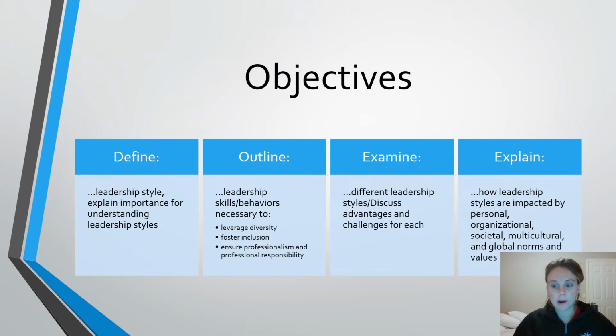The objectives of this PowerPoint are as follows. Define leadership style, explain the importance of understanding leadership styles, outline leadership skills and behaviors necessary to leverage diversity, foster inclusion, ensure professionalism and professional responsibility, examine different leadership styles and discuss advantages and challenges for each, and explain how leadership styles are impacted by personal, organizational, societal, multicultural, and global norms and values.